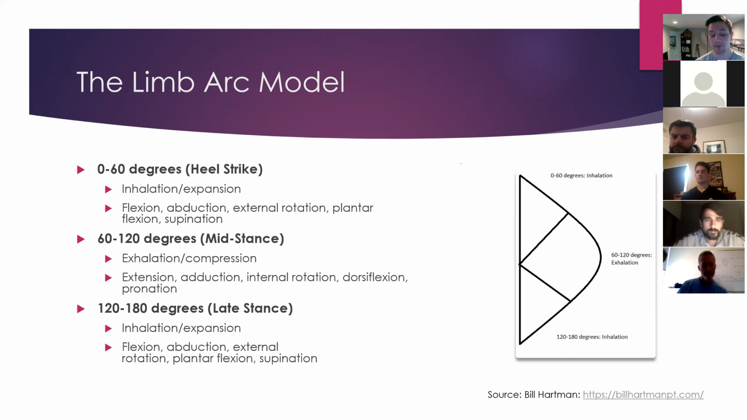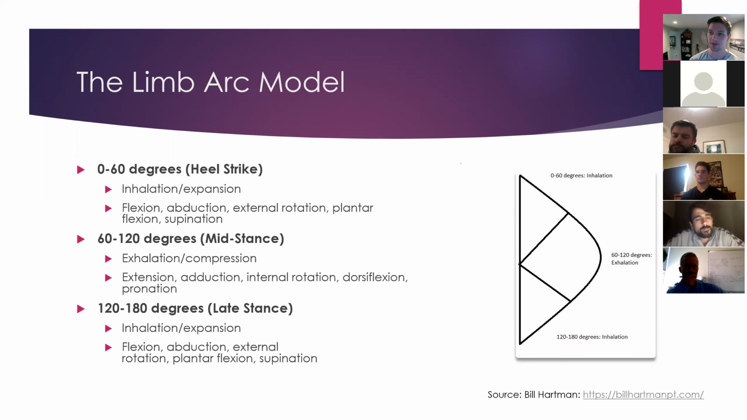Dude's really, really smart. So from 0 to 60 degrees, we're talking about flexion here. Imagine a squat. This is the easiest way to explain it to people. But usually when I'm talking about the limb arc model, I'm talking about shoulder flexion or I'm talking about hip flexion. So let's just imagine a squat for the purposes of simplicity. So from 0 to 60 degrees of hip flexion, that's correlated with heel strike. And we'll talk about that more next week.